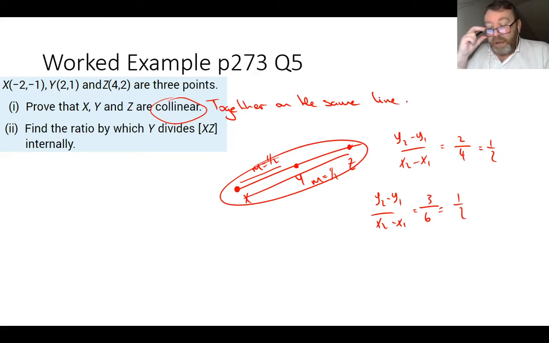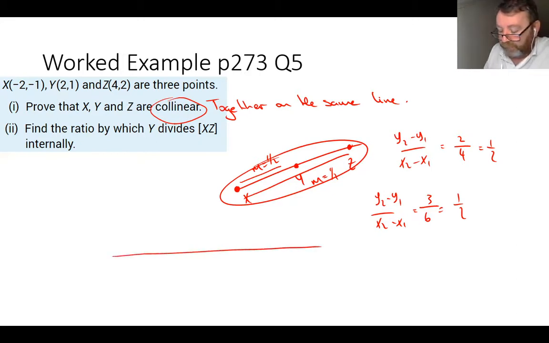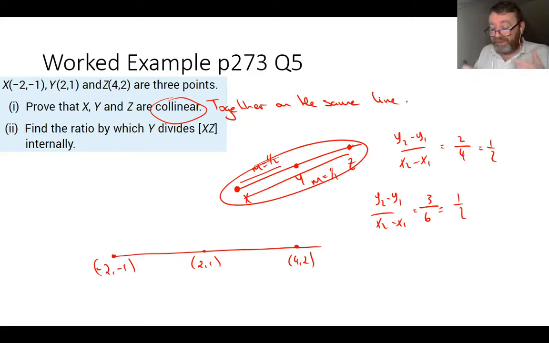Okay, and then it says now, find the ratio by which y divides xz internally. So in other words, they want me to take the line x, y and z. Now that I've proved that they are collinear, this is minus 2 minus 1. This point here is 2, 1. And this point here is 4, 2. And they're asking me to work out what the ratio is between these. Now, the ratio would be exactly the same as the relationship between the difference in the x's here and the differences in the x's there.